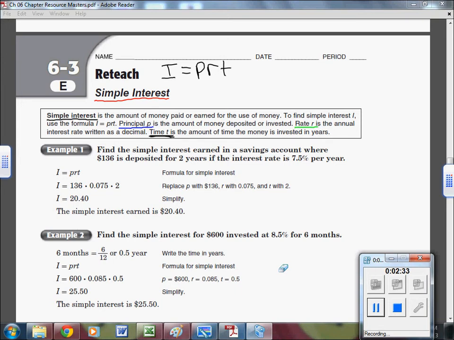So that's what each item equals. That means the interest you've earned. This is the principal, the initial amount that you've borrowed or loaned or deposited. This rate is the percentage of interest that you'll either be gaining or paying. And then T is time in years.